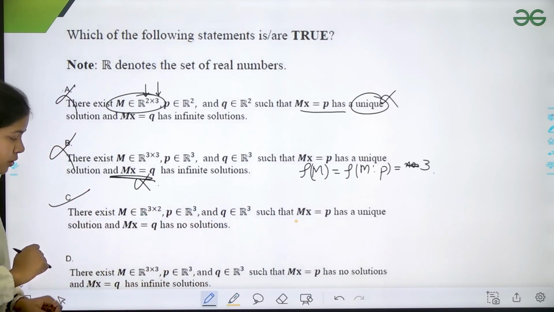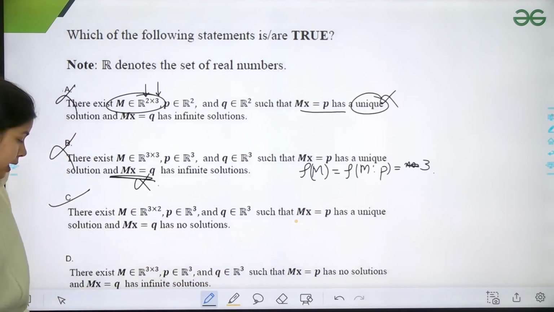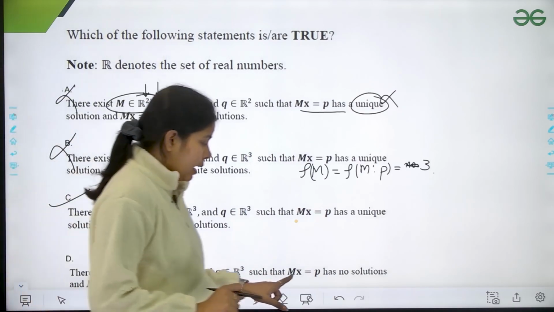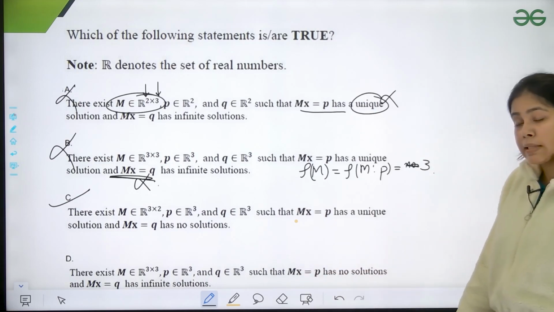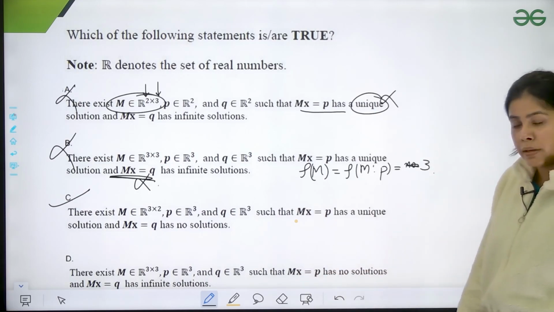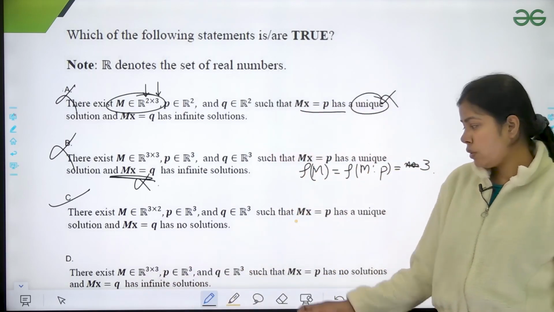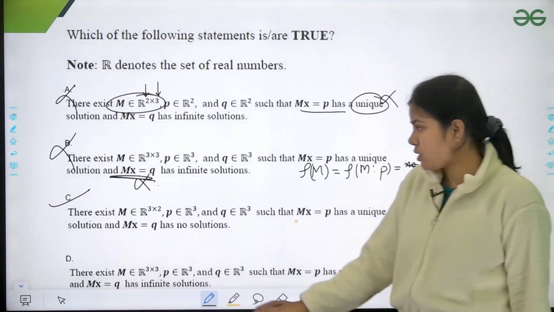C is true. Now option D: there exists M belonging to 3 cross 3 matrices such that Mx equals P has no solution and Mx equals Q has infinite solutions. Now again, Mx equals P can have no solution because the rank of M is less than the rank of M augmented P, and here the rank of M equals the rank of M augmented Q, which is less than the number of variables, so it can have infinite solutions. So D is also true.